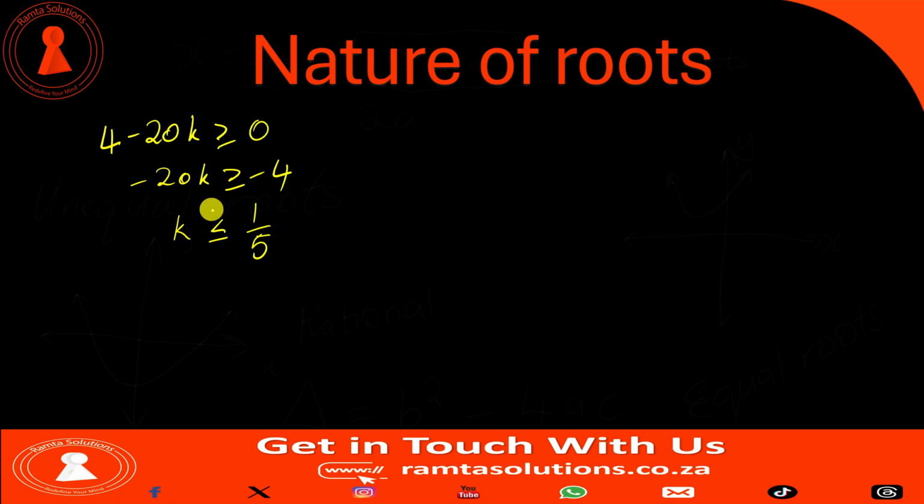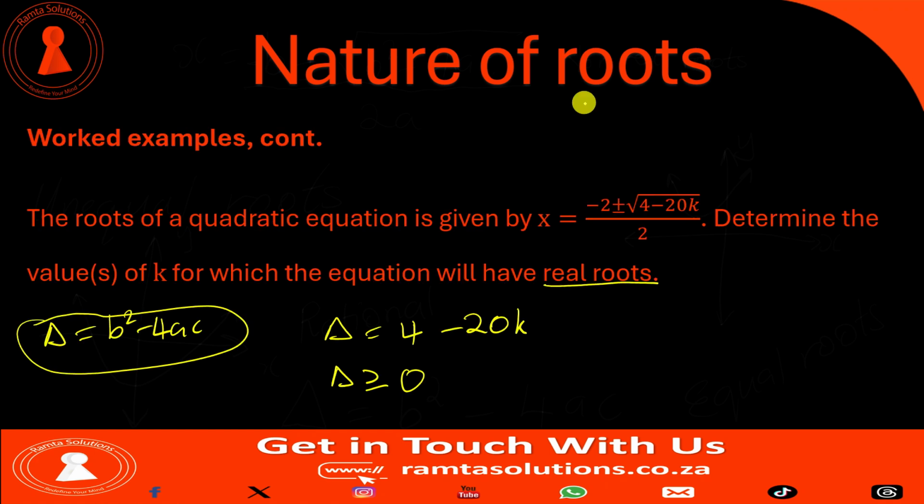I know there are some that are looking at this and they're like, wow. I repeat: they said the roots of this quadratic equation are given by this equation here. Now we need to determine the value or values of k for which the equation will have real roots. By saying real roots, we know by default it means the discriminant must be greater than or equal to 0. The discriminant is whatever is under the square root.